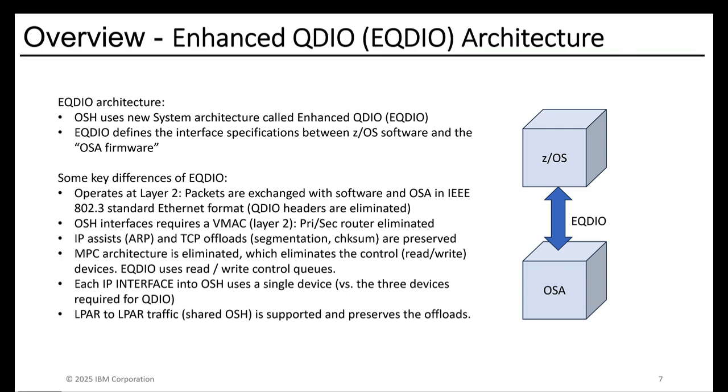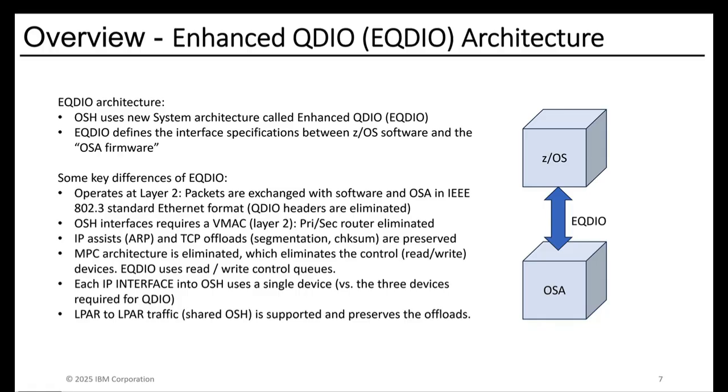So EQDIO. Now we have a few charts that will talk about EQDIO, but it's important to understand some of the key differences. And here on this chart, we try to just point out the main concepts. So OSH uses Enhanced QDIO, and EQDIO defines the interface specifications between software and firmware. This is how z/OS manages and communicates with the card. Again, very similar to QDIO. But some of the key differences are, and this is very important to understand, we're going to say it over and over: first of all, EQDIO operates at layer 2 only. So this notion of a QDIO header and routing packets based on IP addresses, et cetera, does not exist anymore. Everything is based on a virtual MAC, layer 2 only.